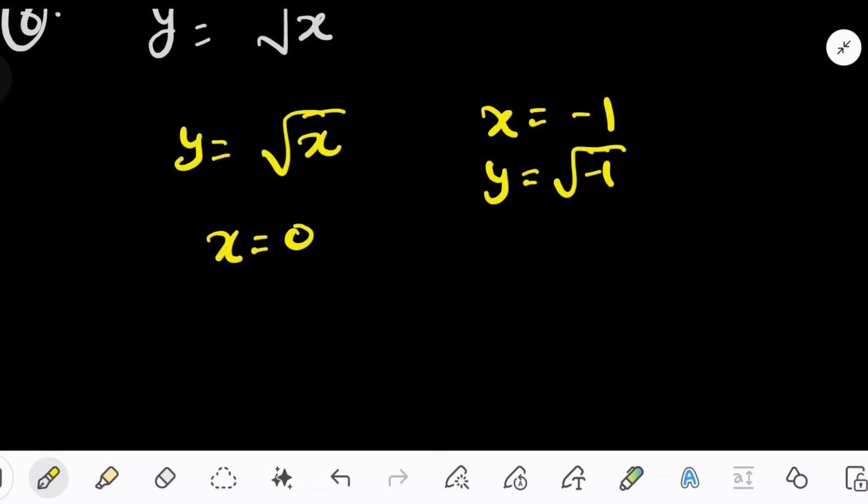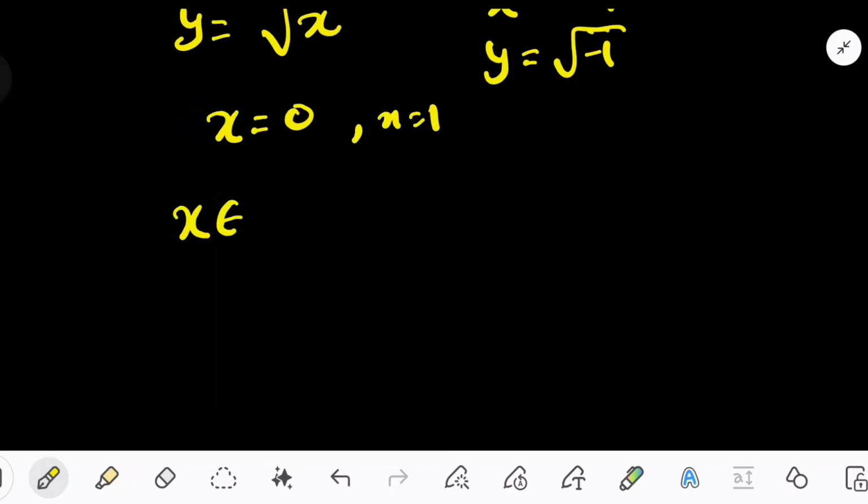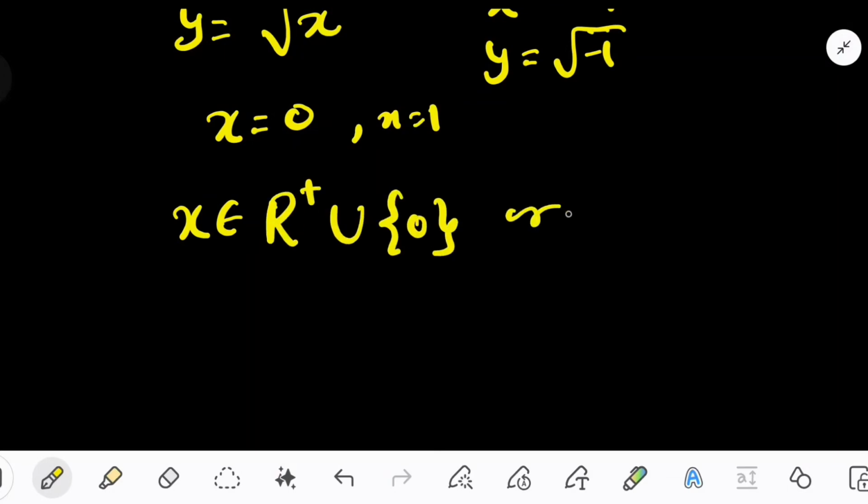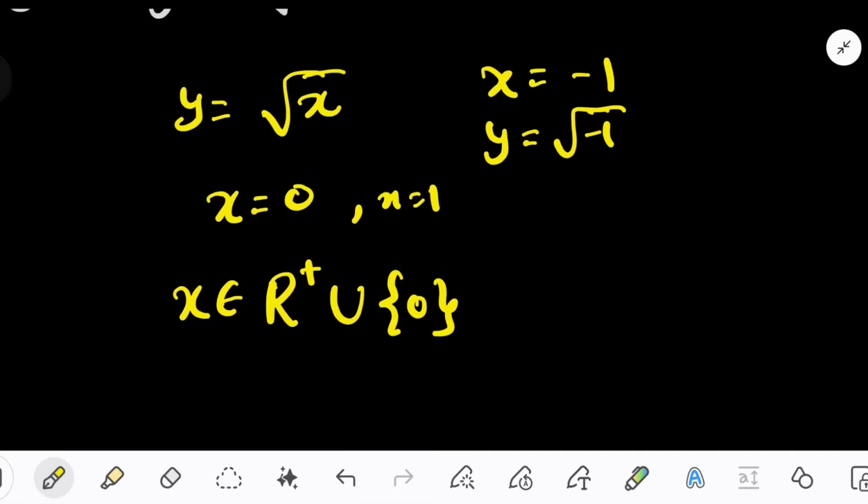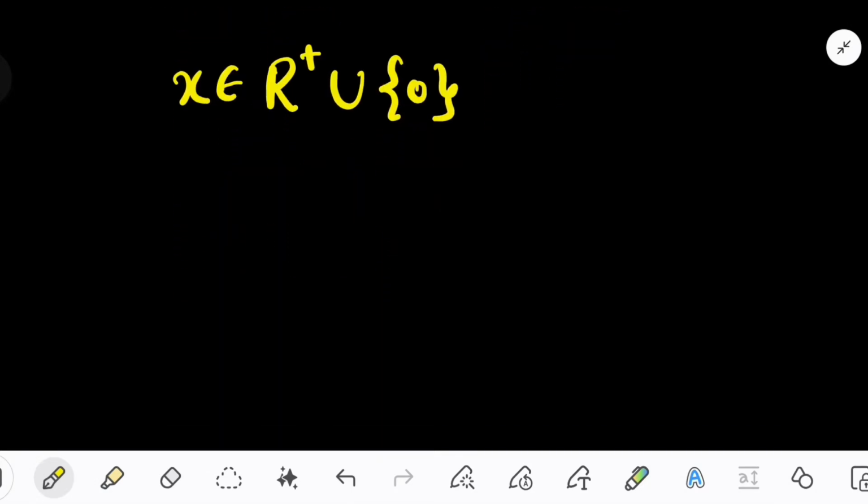If I say x is equal to 0, it is defined. x is equal to 1, it is defined. So x belongs to the positive real numbers union 0. Why have I taken real positive union 0? Because some books take real positive as exclusive of 0, and some take it as inclusive of 0. So for safety I have written union 0. So x belongs to this set.